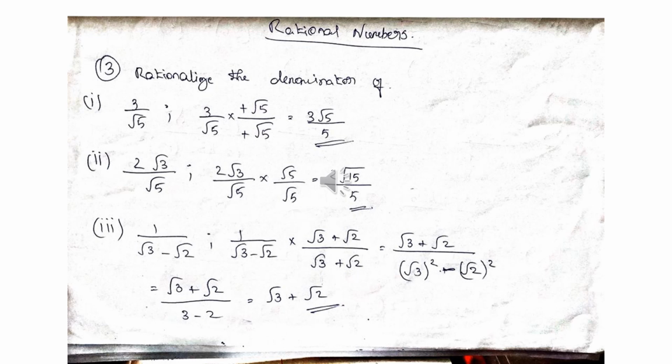Then third sum, 1 by root 3 minus root 2. In the denominator they have given minus sign, so we need to take exactly the opposite sign. So we need to multiply both the numerator and denominator with root 3 plus root 2. Numerator becomes root 3 plus root 2. Denominator is in the form of a plus b into a minus b, so root 3 the whole square minus root 2 the whole square. Root 3 the whole square will get 3, root 2 the whole square will get 2. So 3 minus 2, 1.